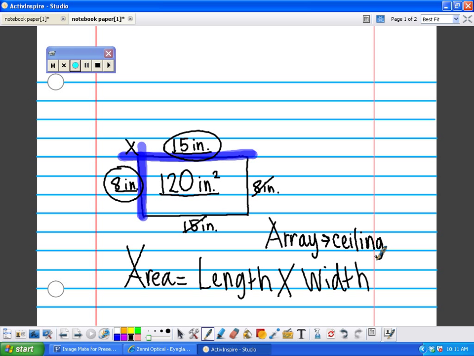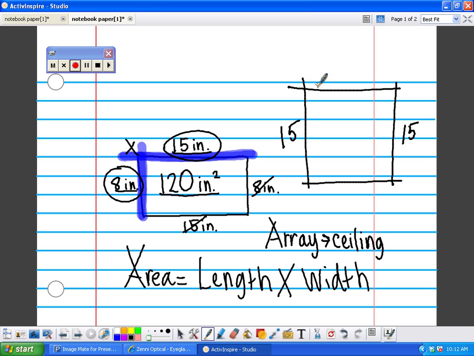Let's see how long it is. 1, 2, 3, 4, 5, 6, 7, 8, 9, 10, 11, 12, 13, 14, 15. Hey, our ceiling is 15 long. Both sides, right? Yeah. Okay. And let's see how wide. 1, 2, 3, 4, 5, 6, 7.